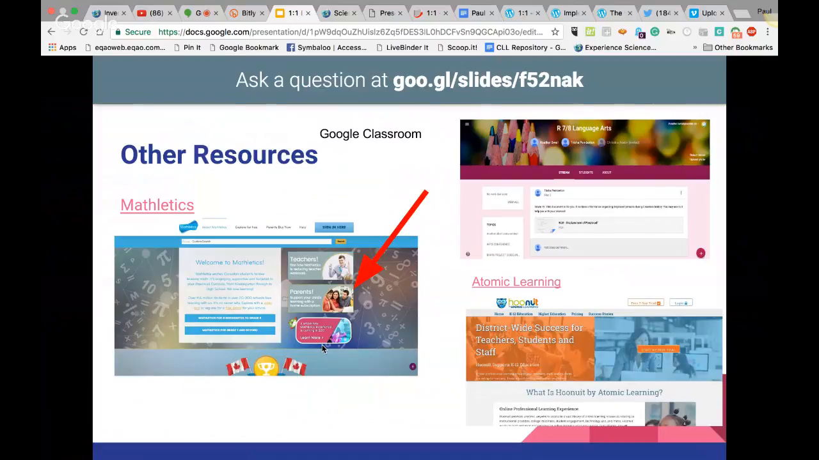Again, we used Mathletics because it was a very engaging tool. You could use it at school and at home. Teachers could monitor the progress of how kids were doing with Mathletics. Teachers really liked the program, which I think is really important because there was really great teacher buy-in.